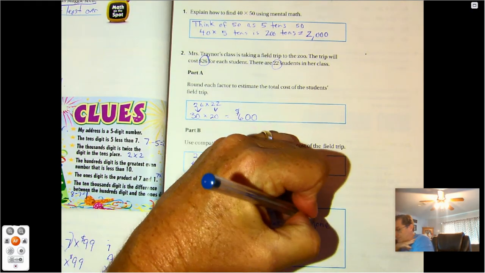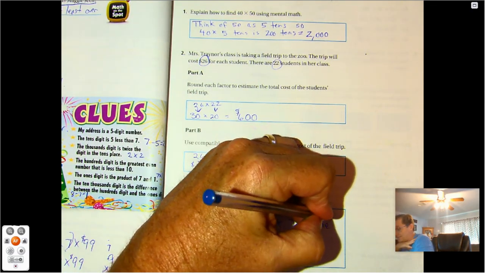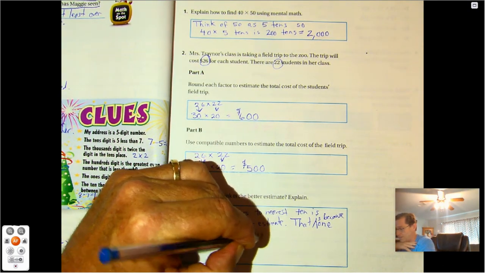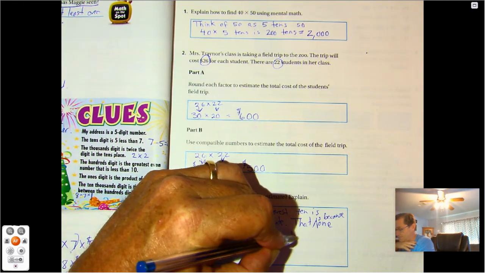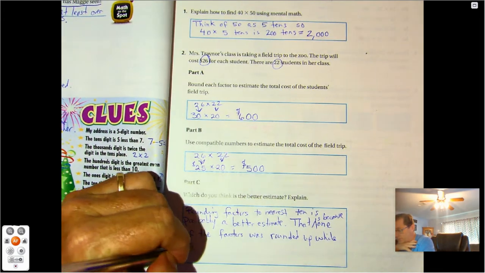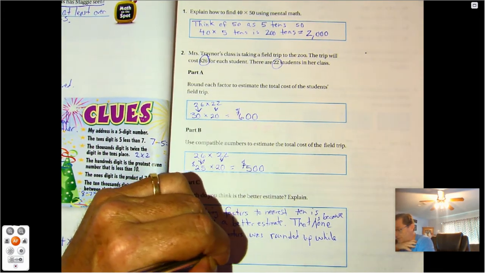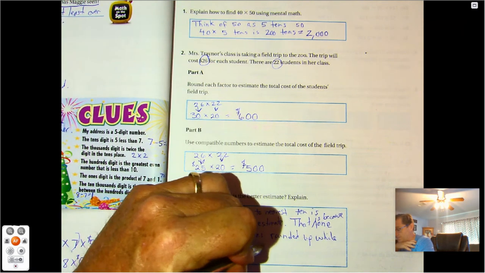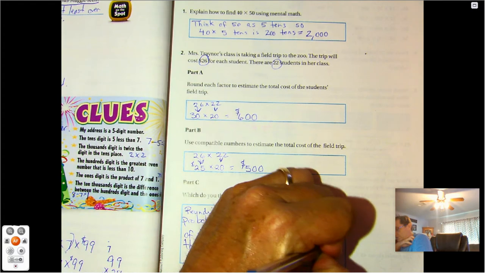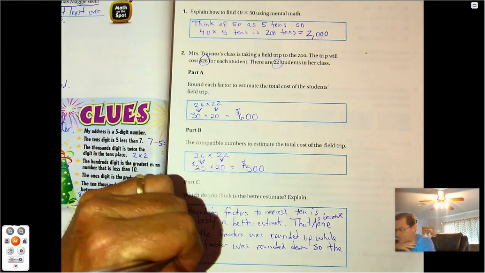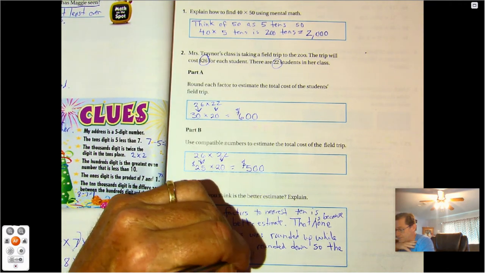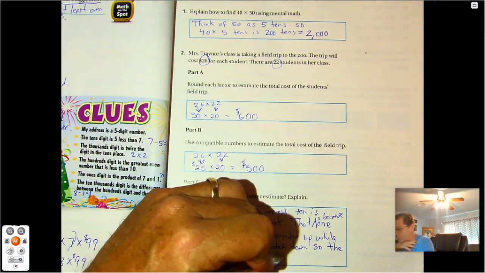I guess I should have used proper English. That is because one of the factors was rounded up, while the other factor was rounded down. So the estimate is probably closer to the real amount.